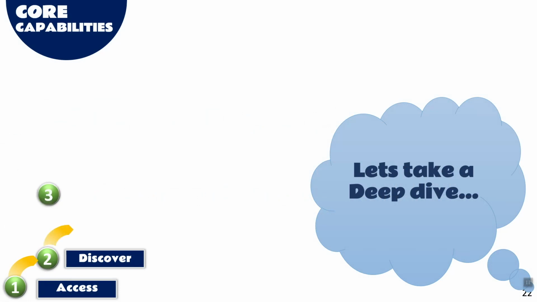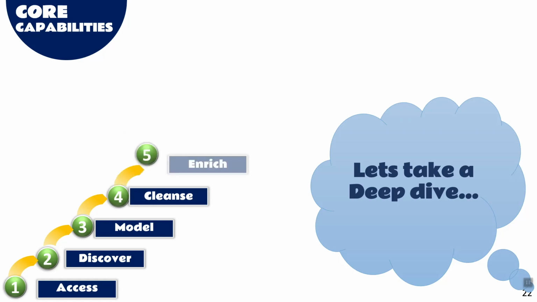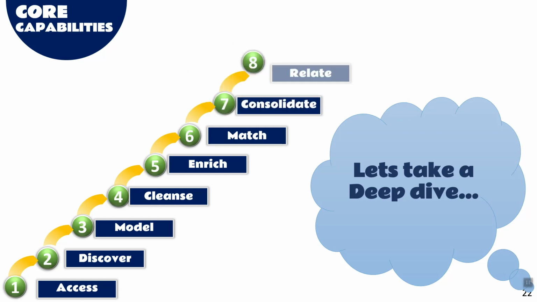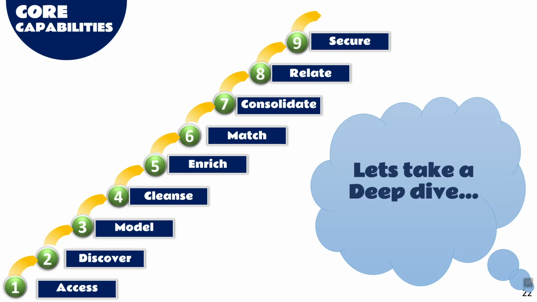Starting from access, discover layer, modeling layer, cleansing, enrichment, matching, consolidation, relation, security, and finally the consumption layer. Let's take a deeper look at each layer in detail, so you should have a detailed understanding about the core capabilities of the MDM.